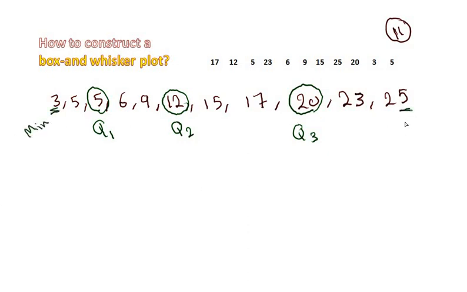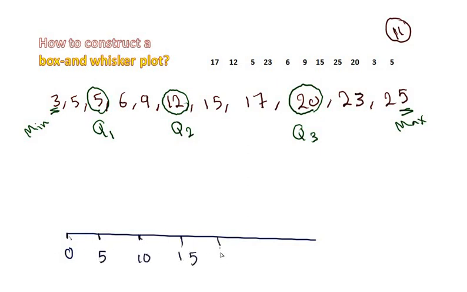And the maximum value is 25. You need to make sure that the minimum and maximum values are not outliers. If they are outliers, we don't include them in the box plot, but we're not going to study this now. To make the box plot, we draw a number line. The minimum is 3 and the maximum is 25, so let's start at 0 with a step of 5, 10, 15, 20, 25, and 30.